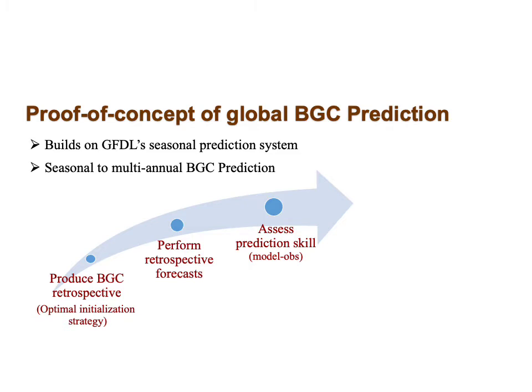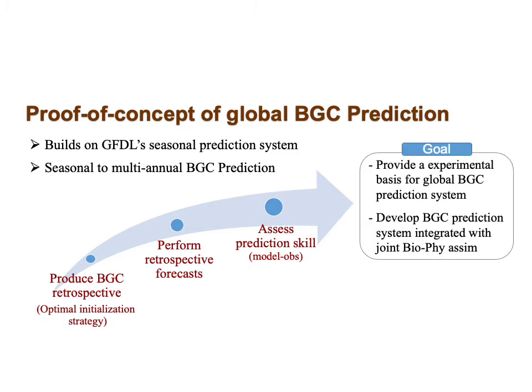At GFDL, we found similar results. In our case, building on GFDL's physical prediction system, and in the absence of ocean biogeochemical initialization, going through the sequence of producing a biogeochemical retrospective, performing retrospective forecasts, and assessing biogeochemical.